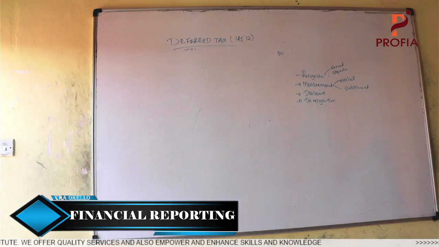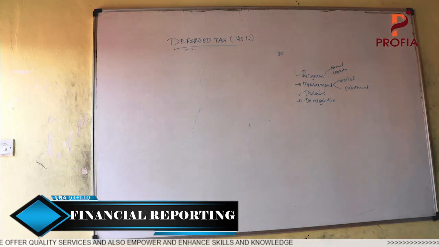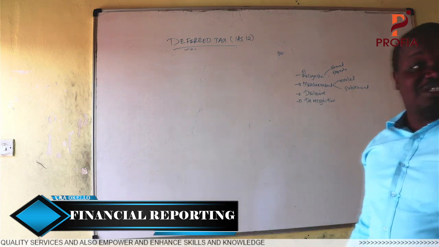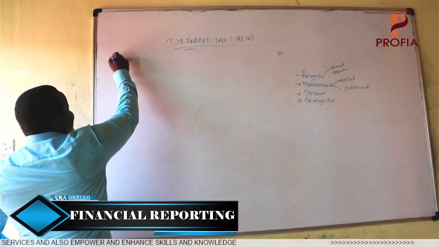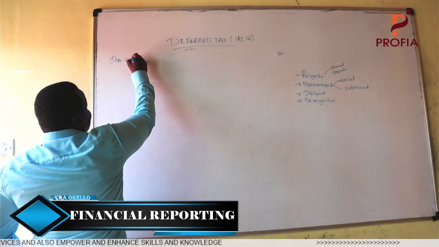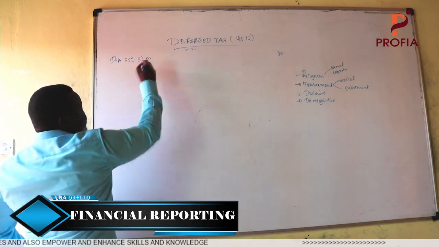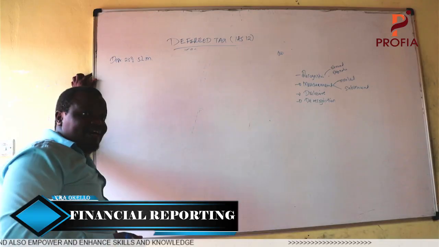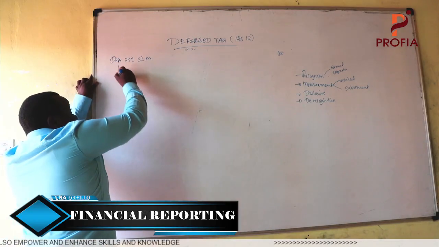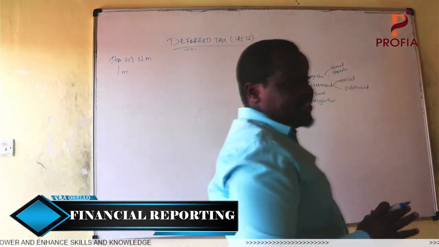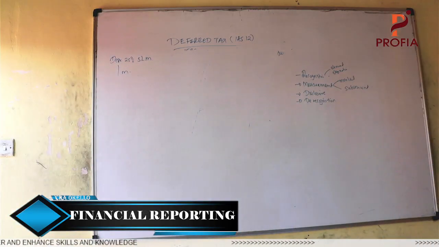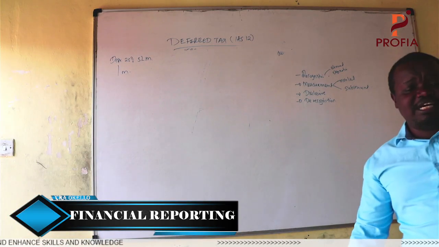You decide to use your depreciation as straight line basis 25%. You've decided to use 25% straight line method, and you have an asset, a PPE of 1 million, which you're depreciating at 25%. That is for 4 years using straight line method.